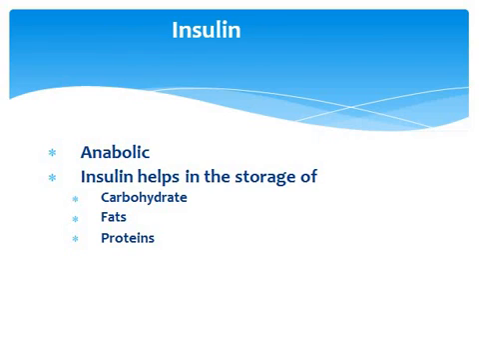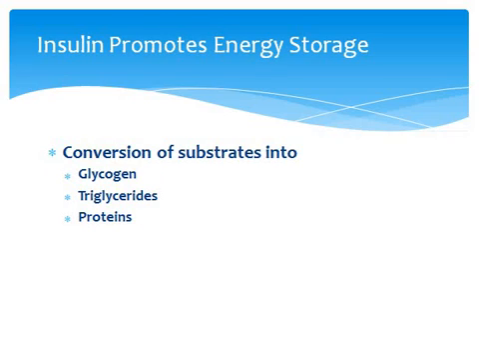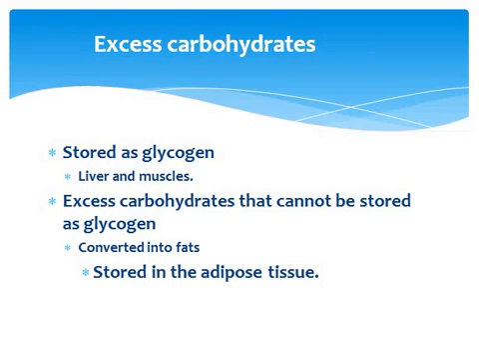Insulin is anabolic. Insulin helps in the storage of carbohydrates, fats and proteins. Insulin promotes energy storage, conversion of substrates into glycogen, triglycerides and proteins. Excess carbohydrates are stored as glycogen in liver and muscles. Excess carbohydrates that cannot be stored as glycogen are converted into fats stored in adipose tissue.